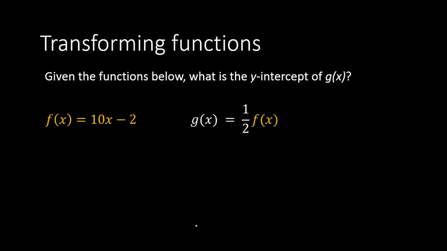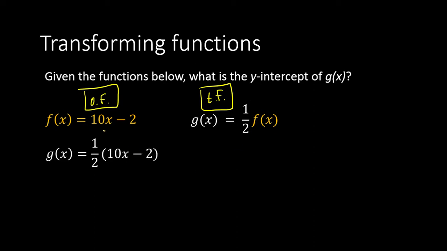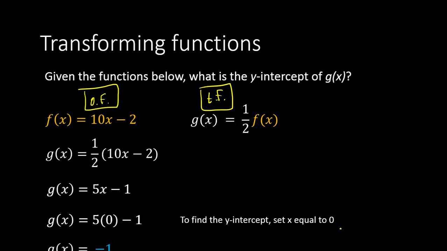Let's practice again. Again, we're finding the y-intercept of g of x. So I've got my original function and my transformed function. In my transformed function, I'm multiplying the original by one half, so 1/2 f of x. If f of x is 10x minus 2, I multiply that whole thing times 1/2. G of x then equals 5x minus 1. If I want the y-intercept, I set x equal to 0, and I find that my y-intercept is negative 1.